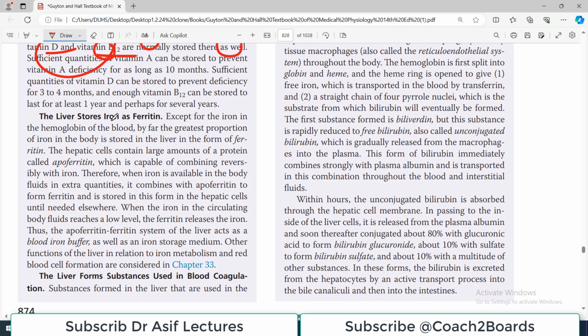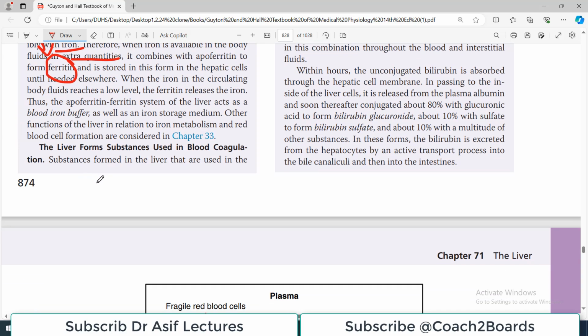It also stores iron in the form of ferritin. Except for the iron in the hemoglobin of the blood, by far the greatest proportion of iron in the body is stored in the liver. That's the only thing that you need to remember. The hepatic cells contain a large amount of a protein called apoferritin, which is capable of combining reversibly with iron. That is, when iron is needed, it will release it too. Therefore, when iron is available in the body in large quantities, it combines with apoferritin and forms ferritin. So ferritin is basically apoferritin plus iron. This combination is called ferritin. Okay, the stored form of iron in the body.